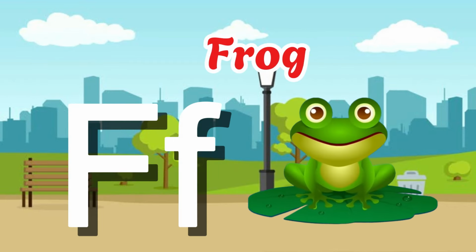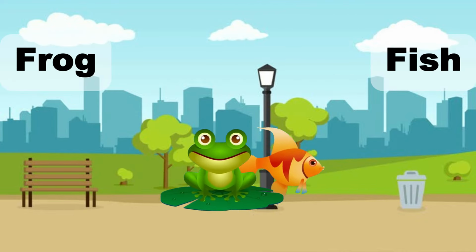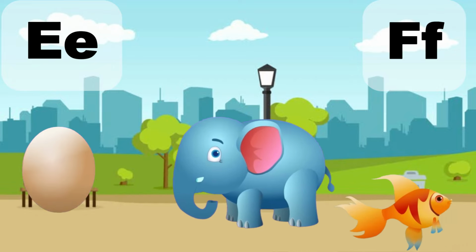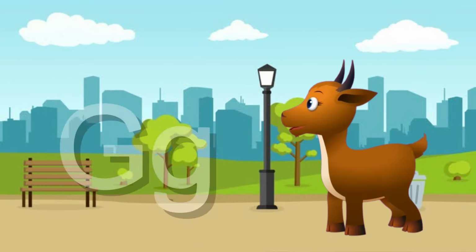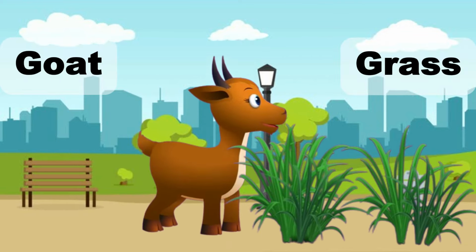F for frog, F for fish, F F F. G for goat and G for grass, G G G.